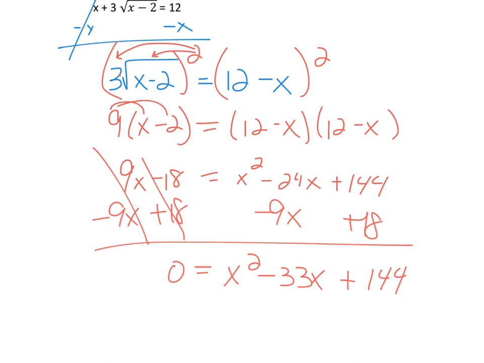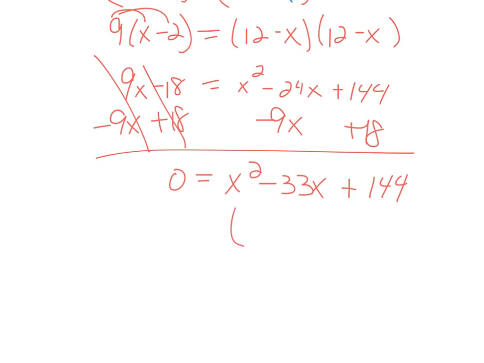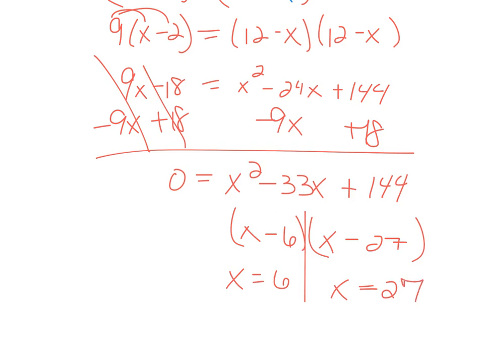Now, you're going to do AC. Finding your factors of 144 that add to negative 33. That's negative 6 and negative 27. So you're going to have two answers, x equals 6 and x equals 27. You're going to make sure to check your answers. You can use your table by putting y1 and y2. This is going to reject because that one doesn't work, but 6 does.